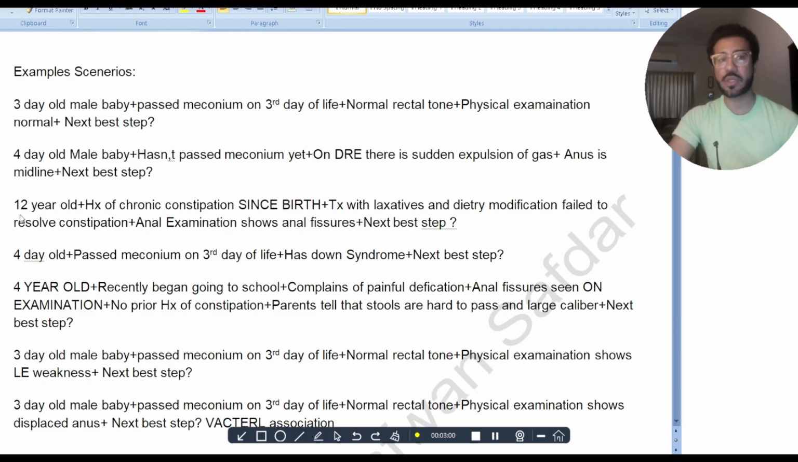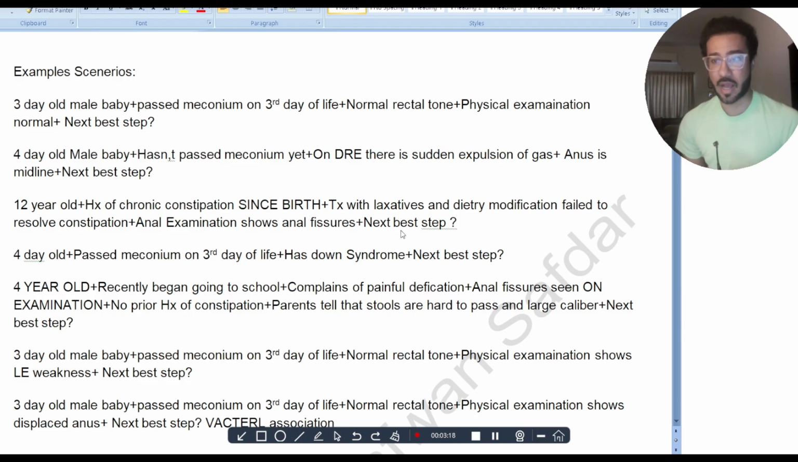So the next question is going to be a 12-year-old, history of chronic constipation since birth, on and off chronic constipation. So this is a really weird one. Treatment with laxatives and dietary modification failed to resolve constipation. Anal examination shows anal fissures, next best step.